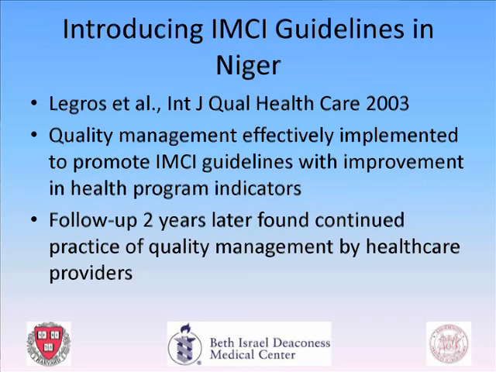For example, they tried to introduce the WHO guidelines for managing childhood illnesses, the IMCI guidelines, in Niger. They introduced quality management to promote these guidelines, and they also measured some health program indicators. What they found was the program was successful in Niger, and it was still successful 2 years down the line. There was continued practice of quality management by the healthcare providers.